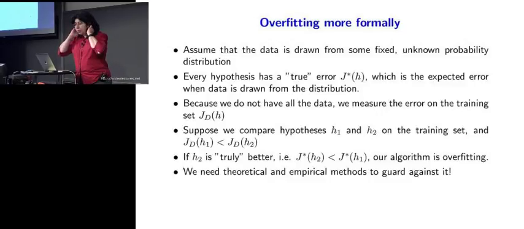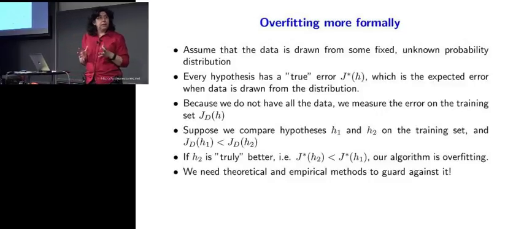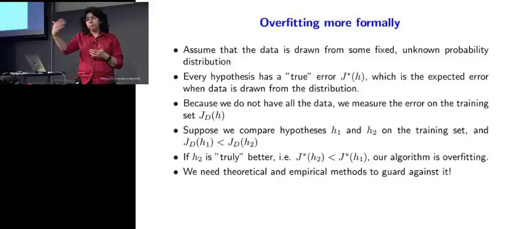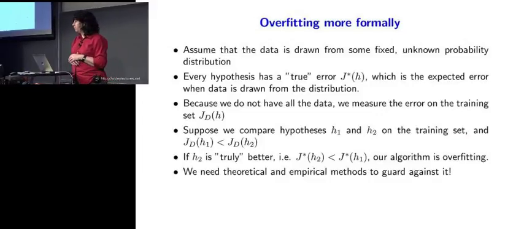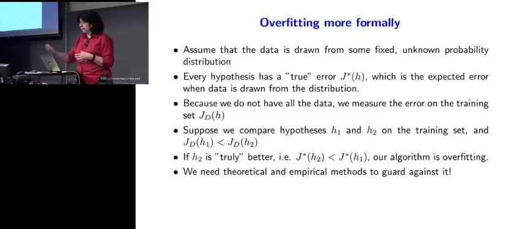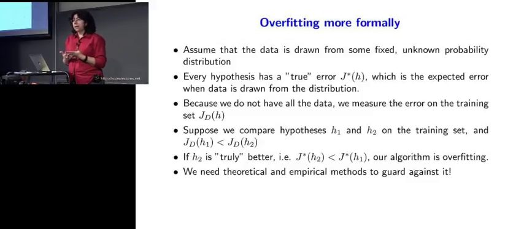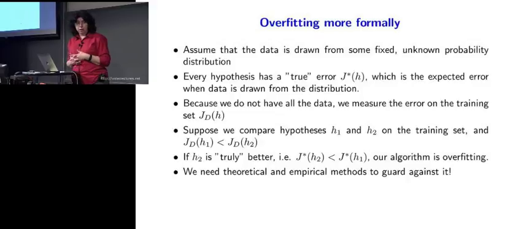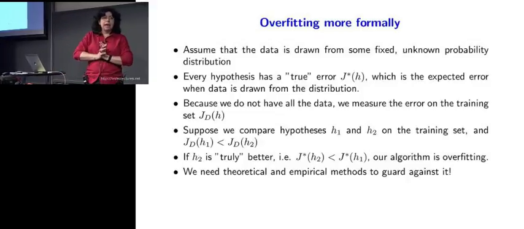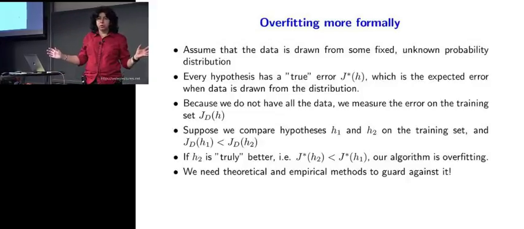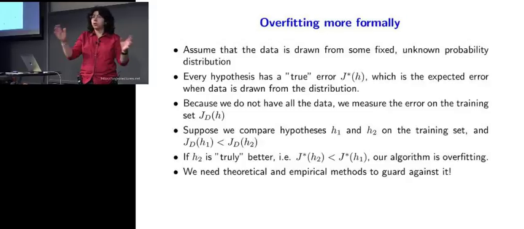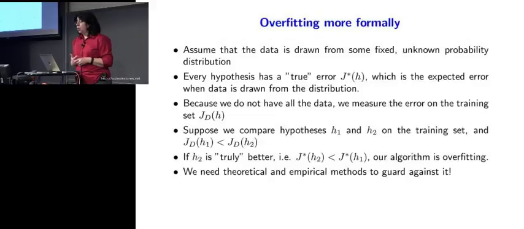More formally, we're going to assume typically that the data is drawn from some fixed probability distribution of the environment, which we don't know, but it exists. And there is some kind of best expected error, which we're calling J star. So if I had access to the entire data distribution and I ran my hypothesis on all the examples, I would have this number that tells me what's the best that I can achieve.